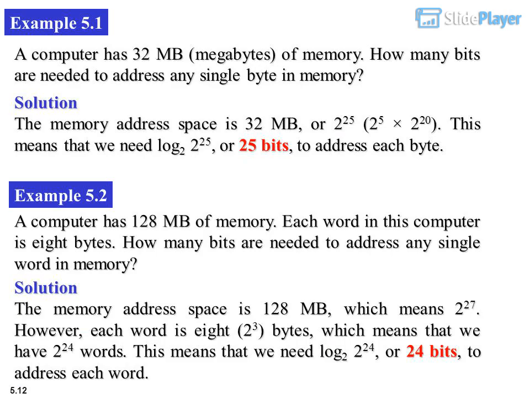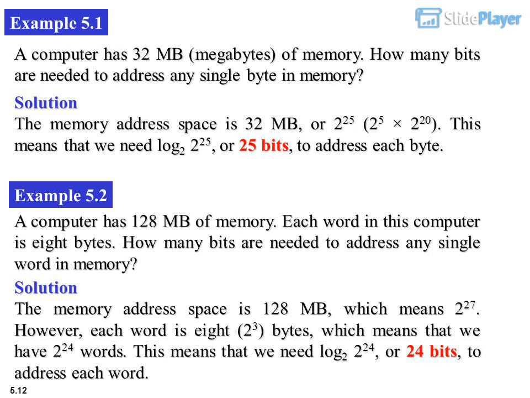Example 5.1. A computer has 32 megabytes of memory. How many bits are needed to address any single byte in memory? Solution. The memory address space is 32 megabytes, or 2^25, 25 times 2^20. This means that we need log 2^25, or 25 bits, to address each byte.